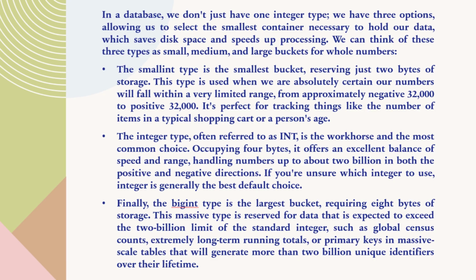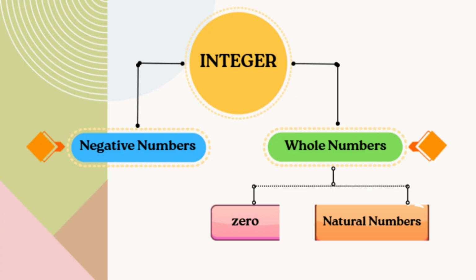counts in inventory management. As you can clearly see in this diagram, the set of integers is broadly categorized into 2 main groups: the negative numbers, which are all the numbers less than 0, and the whole numbers, which start at 0 and include all the positive counting numbers. Furthermore, the whole numbers themselves can be broken down into 0 and the natural numbers, also commonly referred to as the positive integers, illustrating a clear hierarchy within the number system.